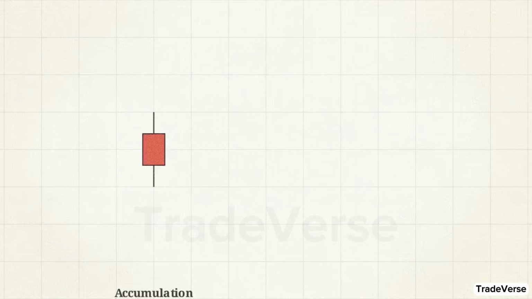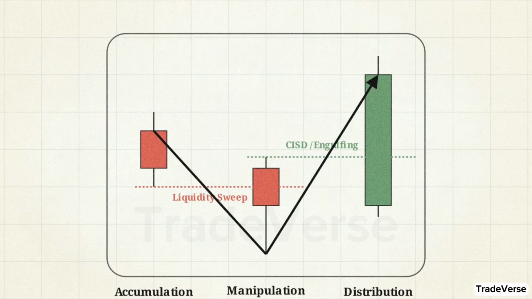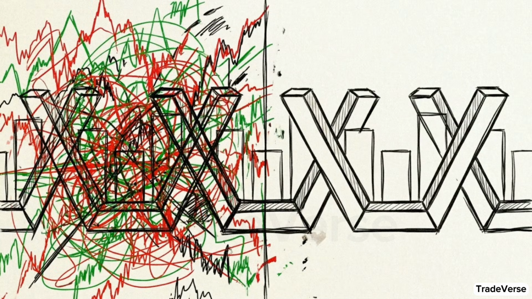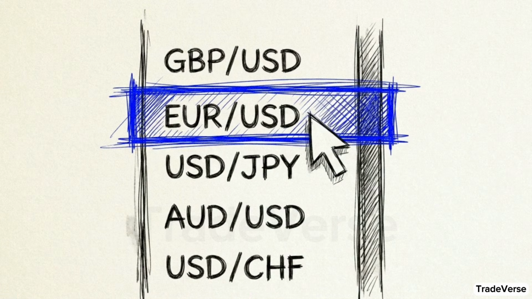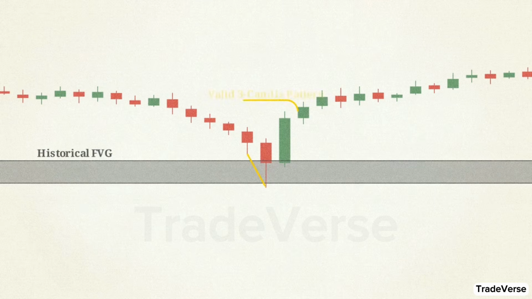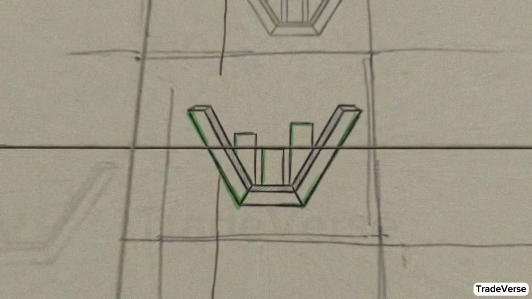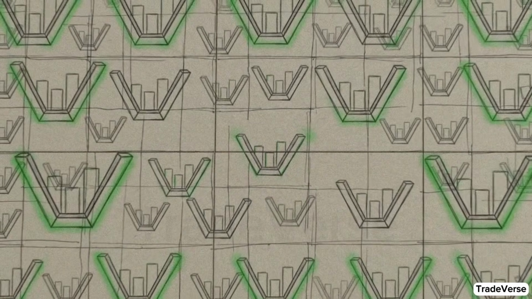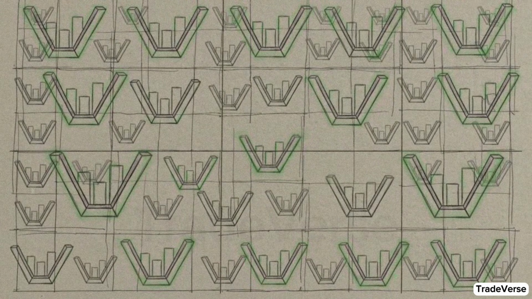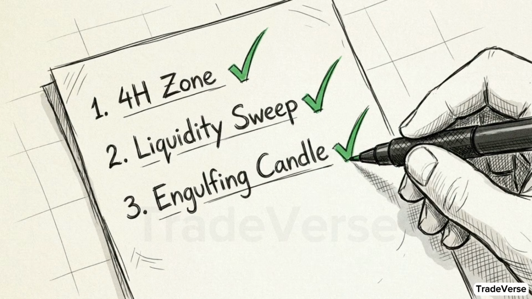The accumulation, manipulation, distribution cycle is a mechanical way to visualize market reversals. It relies on repeatable price behavior rather than guesswork. To begin practicing, open a pair like EUR-USD and backtest this 3-step sequence within historical fair value gaps. Once you master this entry on higher timeframes, you can apply the same logic to lower timeframes for even tighter risk management. Success in trading comes from waiting for the market to fulfill this specific sequence. By following this checklist, you ensure you are trading a defined setup rather than reacting to a feeling.